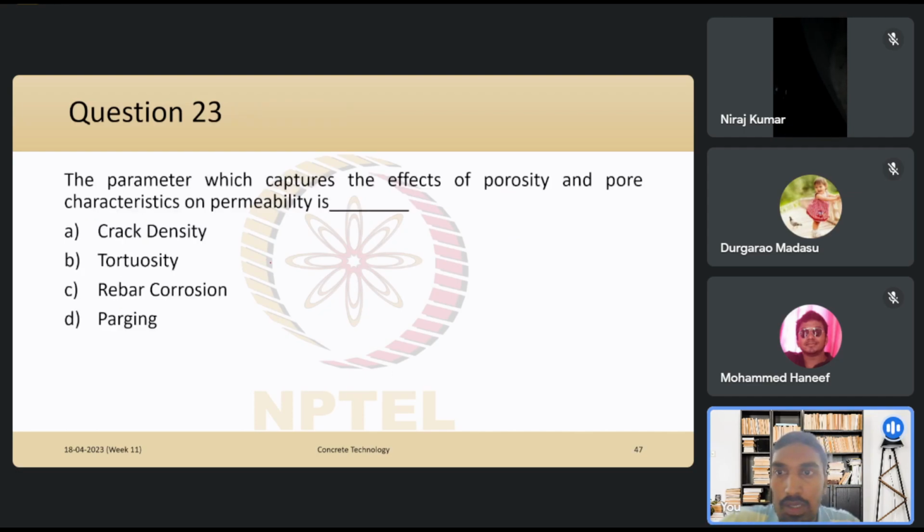Okay, so question number 23: the parameter which captures the effects of porosity and the pore characteristics on permeability is called dash. The options are crack density, tortuosity, reverberation, and parging.